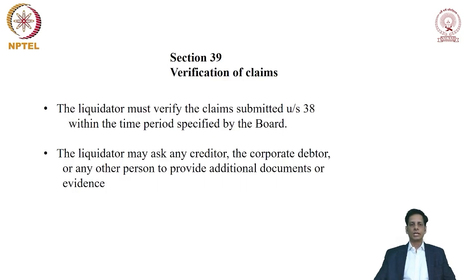The liquidator must verify the claims submitted under section 38 within the time period specified by the board. We are going to see the time period eventually, but let's try to understand the section. How does he verify? He will look at the supporting documents. He will look at the record produced by the financial creditor and determine whether this claim is genuine or not. And if it is an original genuine claim, then he is going to admit that. The liquidator may ask any creditor or the corporate debtor for any additional document or information if he is not convinced that the claim is complete. Therefore, he can ask more and more information until he is convinced, and once he is convinced, now he will take a decision. This is section 39 of the Act.